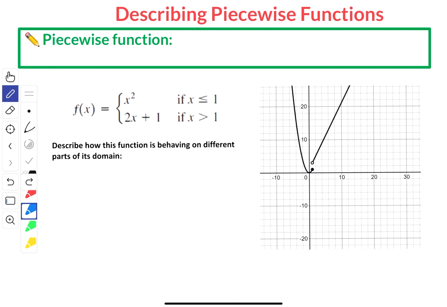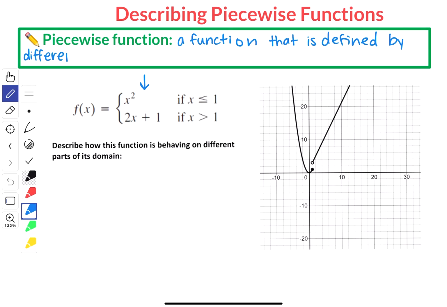So I'm going to start off with the definition of a piecewise function. I highly recommend that you jot this down somewhere so that way you have it to refer back to. A piecewise function is a function that is defined by different formulas, and that's what you're seeing here. In this section, you're seeing the different formulas. So it's defined by different formulas along different parts of its domain.